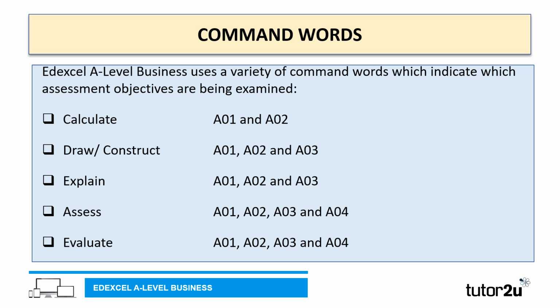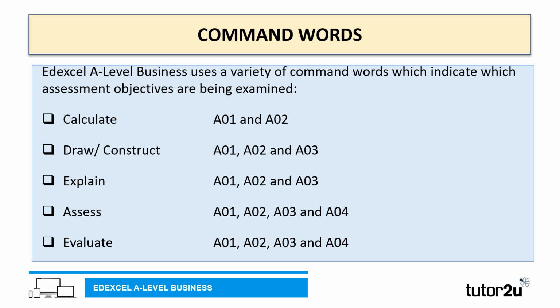Let's look quickly at the command words. Edexcel A-Level Business uses a variety of command words, and these indicate which assessment objectives are being examined. So you might be asked a question which requires you to calculate something. This examines AO1 and AO2. You might be asked to draw or construct something like a decision tree or a supply and demand diagram. This examines AO1, AO2 and AO3. Explain questions examine AO1, AO2 and AO3, whereas assess and evaluate questions examine all 4 assessment objectives: AO1, AO2, AO3 and AO4.